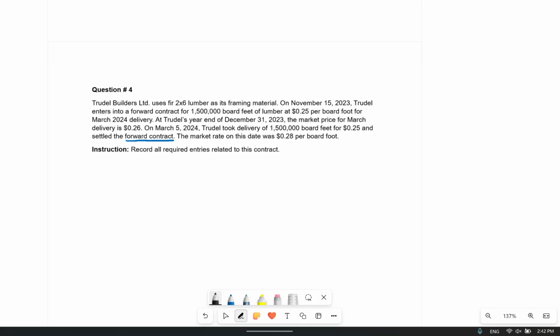Trudel Builder uses 2x6 lumber for framing. I don't know what this means, but I think it is the lumber industry. So they use something to frame the material. For framing purposes they use the 2x6, that's the length, the measurement of the lumber. On November 15, 2023, Trudel entered into a forward contract.